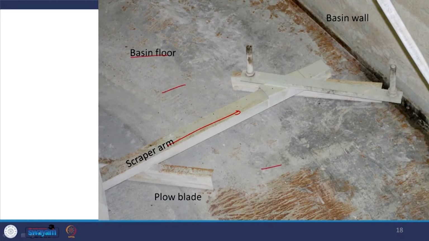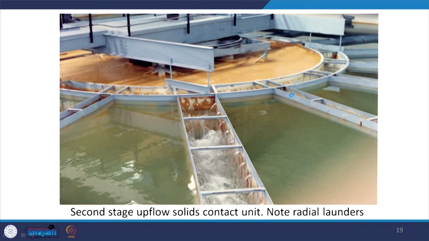This is the basin floor. So, this is one blade and obviously another one which is flexible enough to handle this circular perimeter, let us say, right. So, that is why you have this kind of a setup. So, second stage upflow solids contact unit, and you see the radial launders, let us say, right, radial launders. Some are along the periphery, some are radial launders.